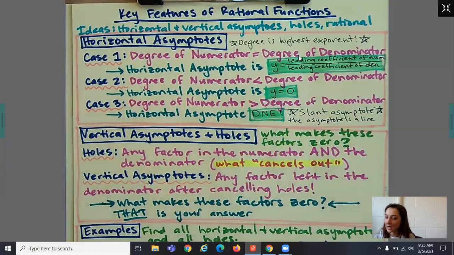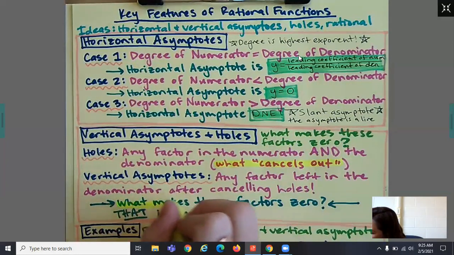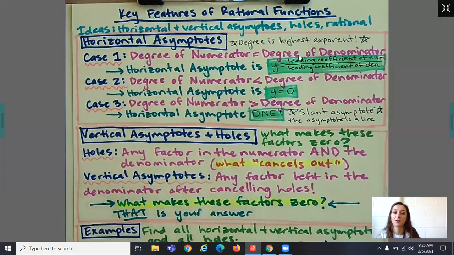And again, we're asking what makes each of these factors 0. That is our answer. We're not looking at the factor, we're looking at what makes that factor 0. So if it's x plus 1, then it's going to be x equals -1 as the answer.